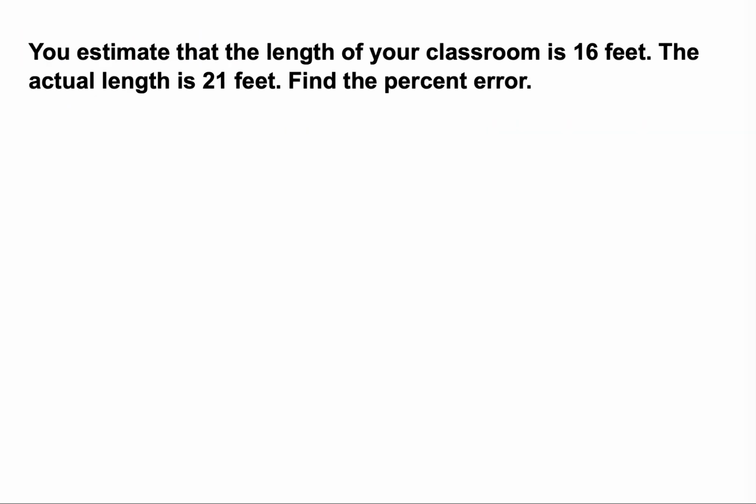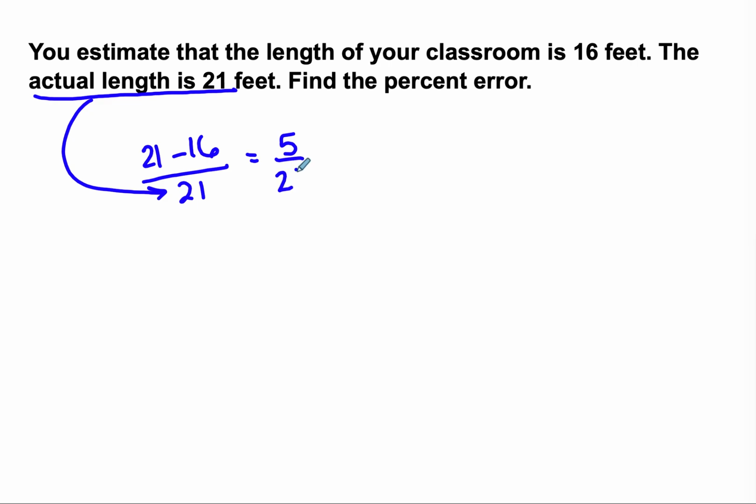Okay, so let's go ahead and try that. You estimate that the length of your classroom is 16 feet. The actual length is 21 feet. Find the percent error. All right, so we're going to do 21 minus 16. And then we divide by the actual. They tell us the actual is 21. That is what's going on the bottom. 21 minus 16 is 5. And now I am going to divide by 21. So you're going to do 5 divided by 21.